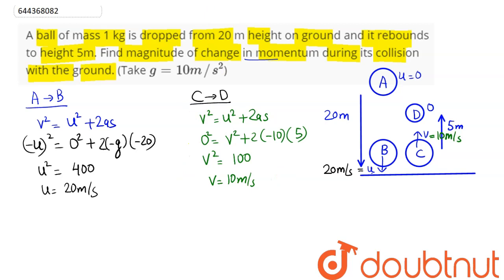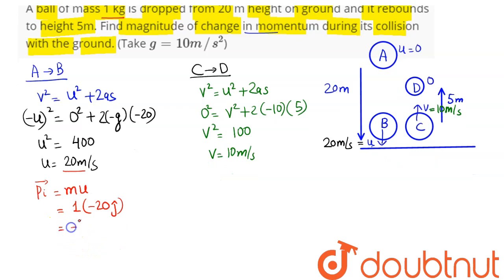So we can write the change in momentum. Initial momentum is m into u vector. Mass is 1 kg, u is 20 meter per second along the minus y axis. So 1 into minus 20 j cap. So this initial momentum is equal to minus 20 j cap. Final momentum is m into v vector. Mass is 1 kg, final velocity we have calculated as 10 j cap. So this comes as 10 j cap.